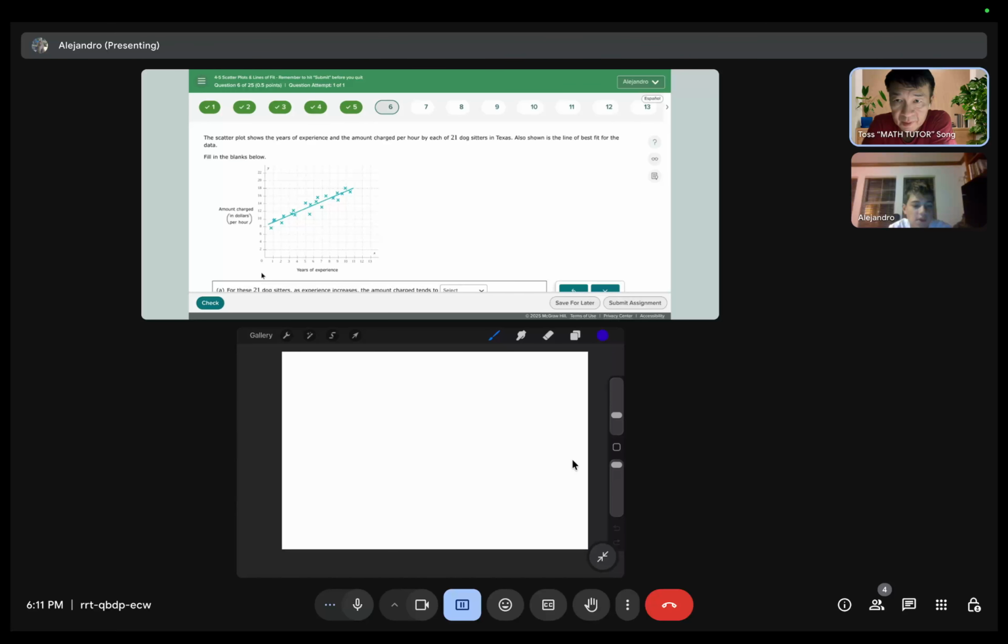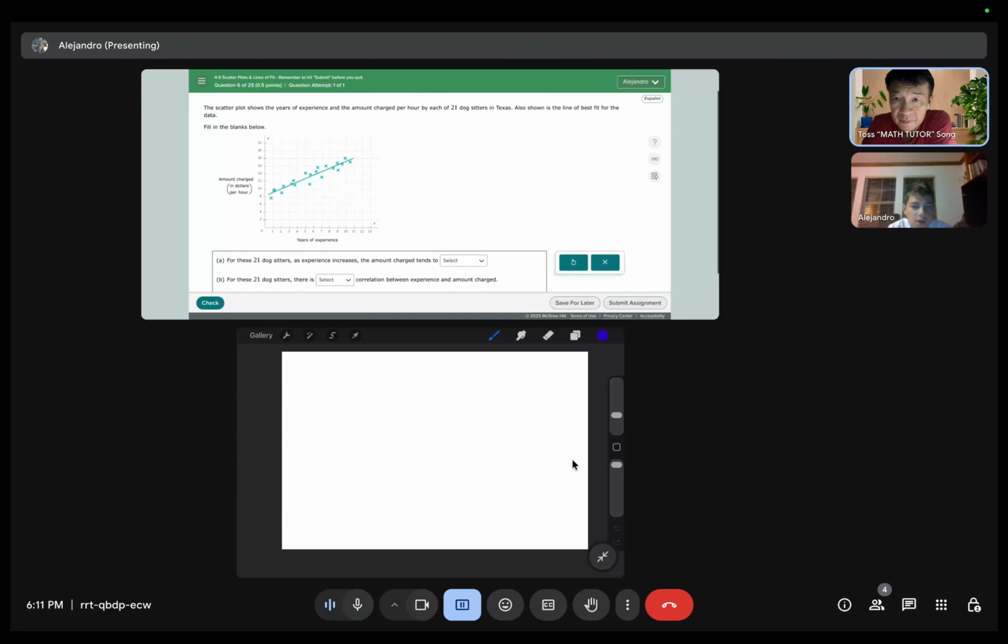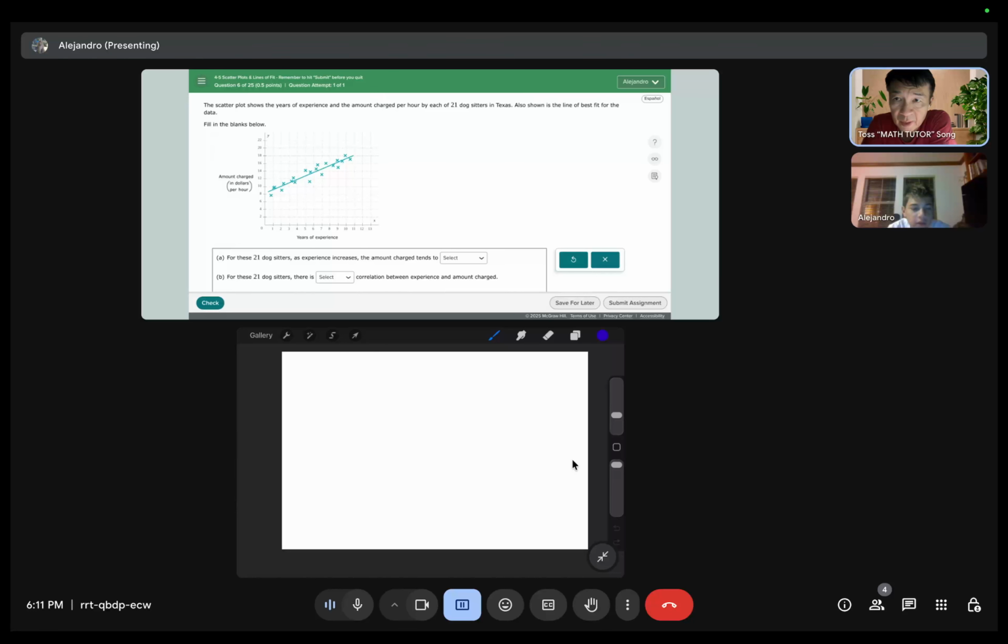Okay, good. All right, now I believe they gave you the actual line, and let's see. I'm jumping to part A right now. A, for these 21 dog sitters, as experience increases, the amount of charge tends to. So you could look at the label for the X axis and the label for the Y axis. So it's describing as the experience increases. It means that it goes up like 1, 2, 3, 4, 5. You see right there on the bottom. As you move from 1 to 13, what happens to your amount?